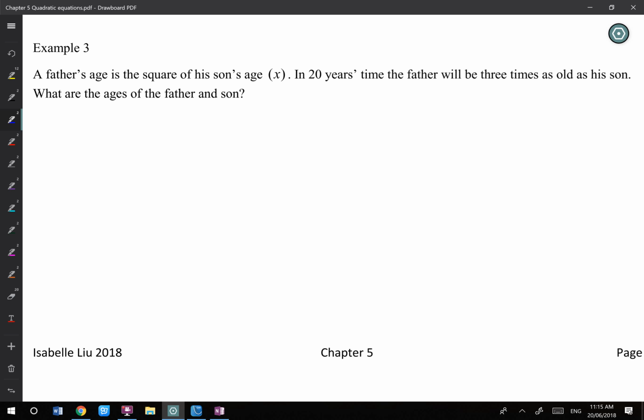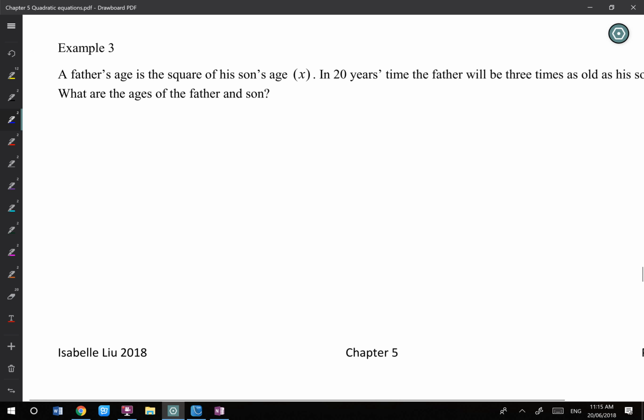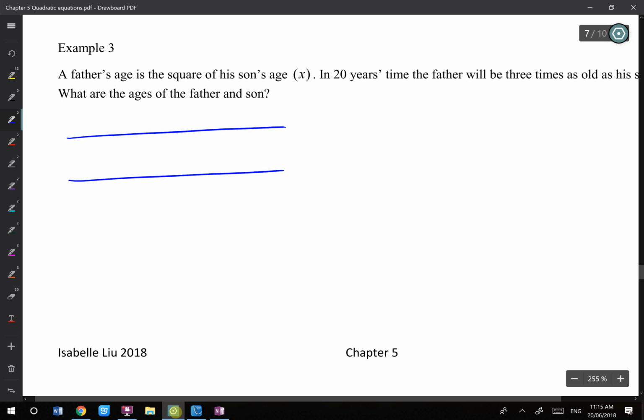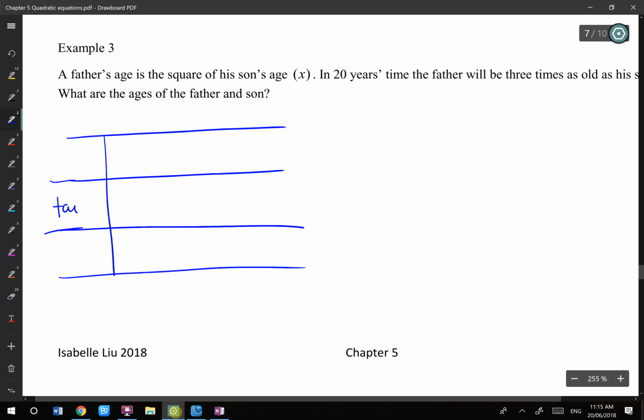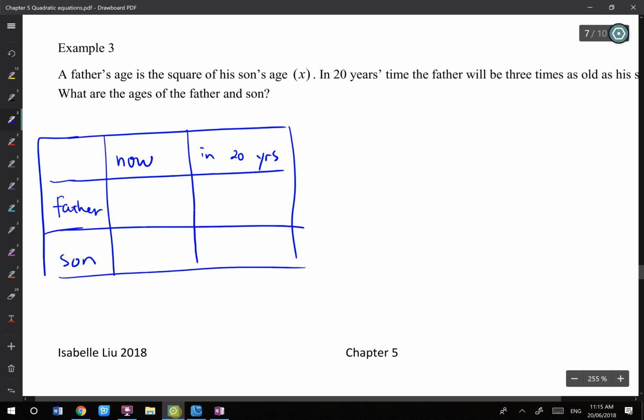You can set up a table easily. So I can set up a table. You have father's age and you have son's age. You have the age for now, and then another time is in 20 years. I think this question talks about in 20 years. So let's set up a table. It's clear, okay? It just shows you very clear values and relationships.